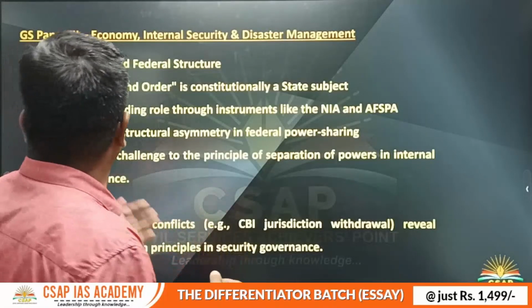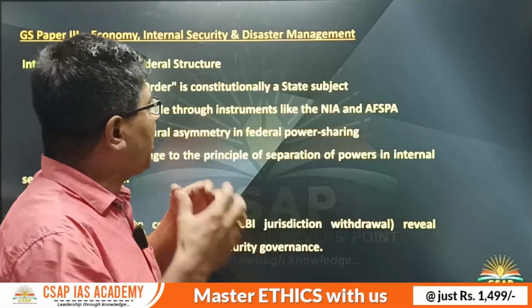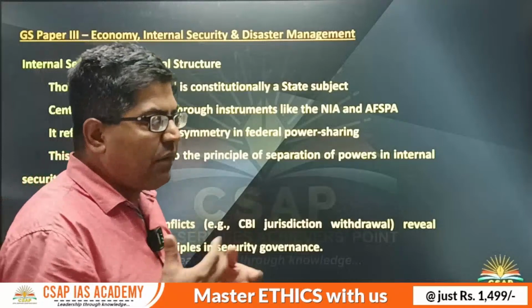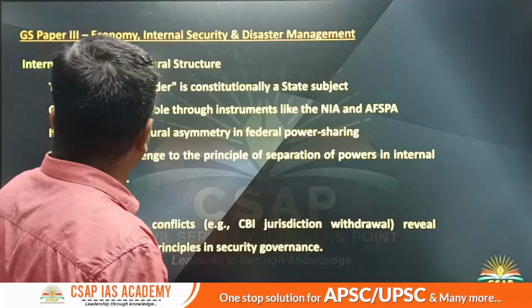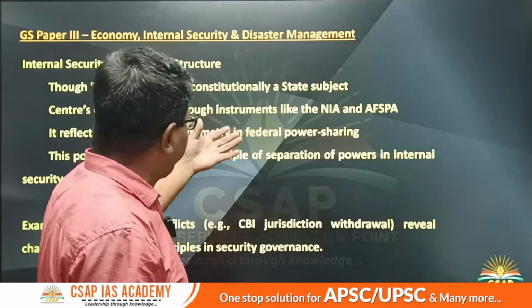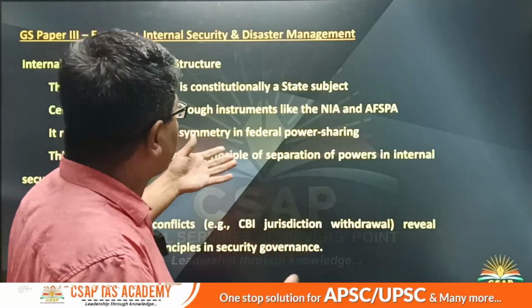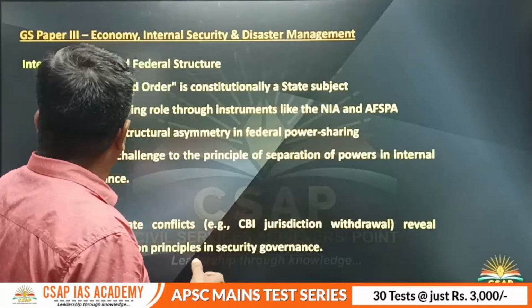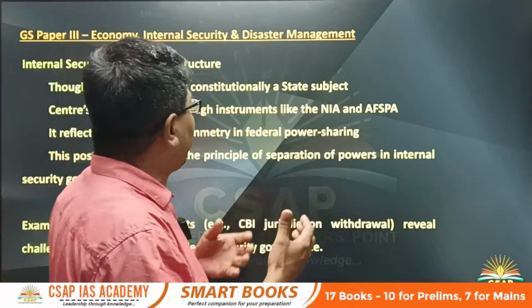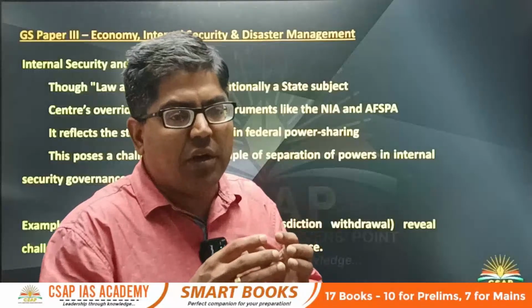Now similarly GS 3, economy, internal security and disaster management, there also internal security and federal structure are interconnected. Law and order is constitutionally a state subject, but what we find is that often the center makes an intervention vis-a-vis this provision, when the center makes provisions like NIA, AFSPA, okay, and this actually reflects the structural asymmetry in power sharing, that it is not very even, and there is unevenness, and obviously there is a tilt towards the center.